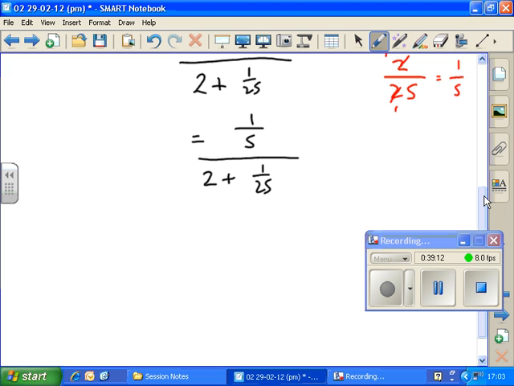Now I'm going to multiply top and bottom by 2s. So times 2s, top and bottom. Every term, top and bottom, has to be multiplied by 2s. So 2s over s, s is cancelled, left with just 2 over 2 times 2s is 4s plus 1. Okay.